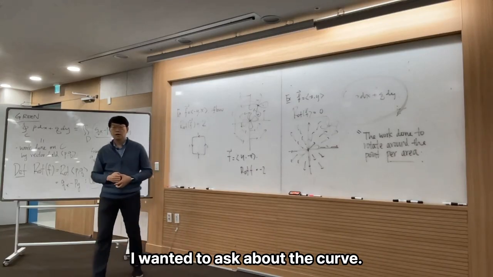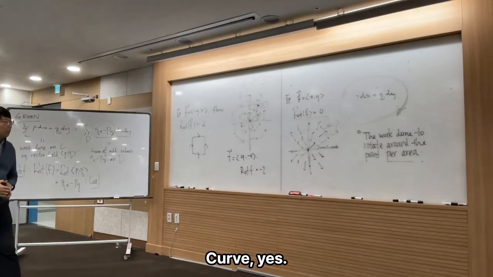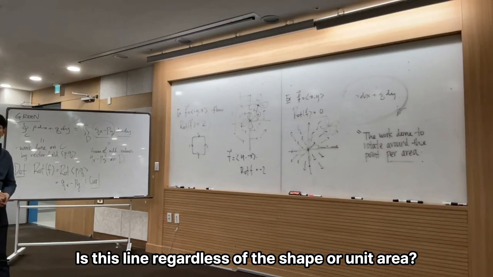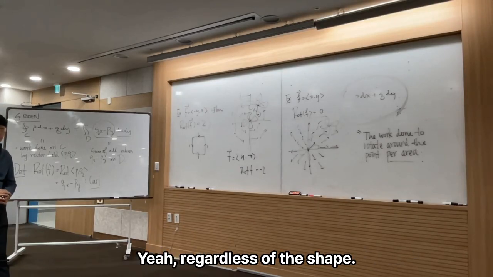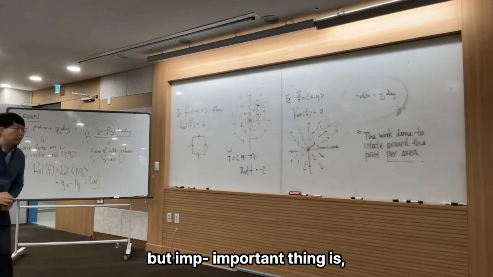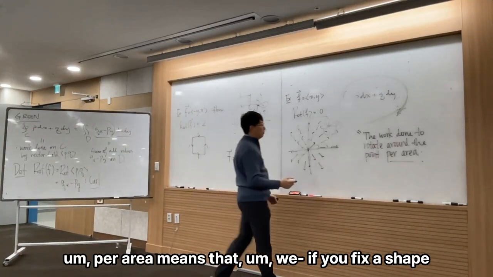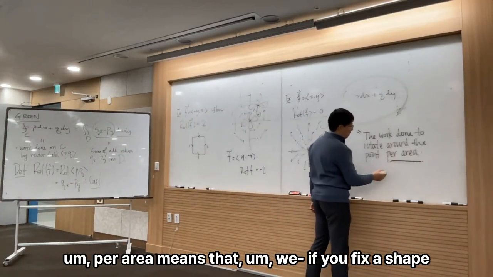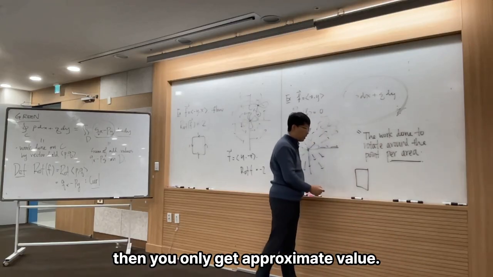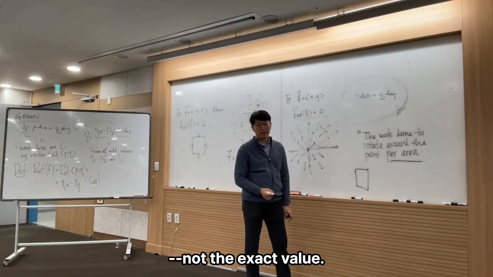Yes? I would ask about the curve. About the rotation around the point or area, regardless of the shape of the unit area. Yeah, regardless of the shape. We can assume there is a shape, rectangular, or spherical or something. Yeah, it can be a sphere or rectangle, but the important thing is that per area means that if you fix a shape, then you only get an approximate value, not the exact value.